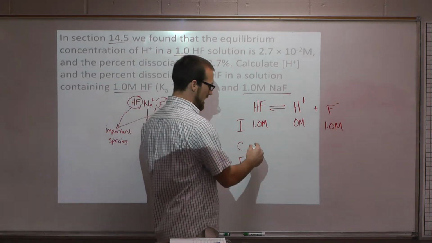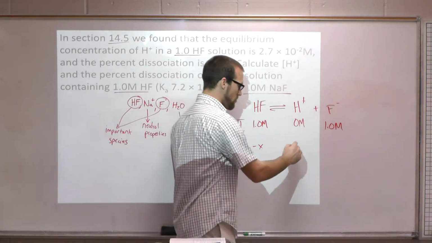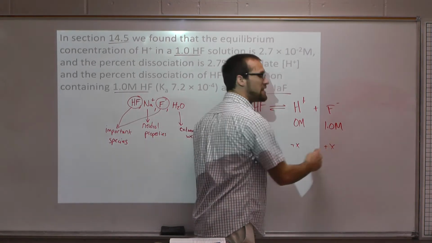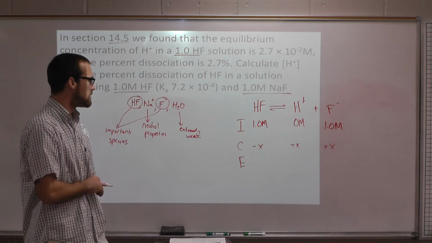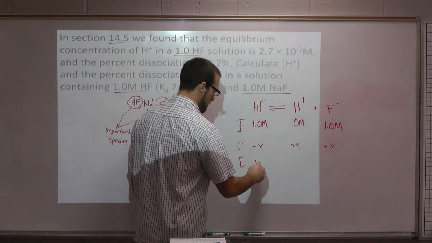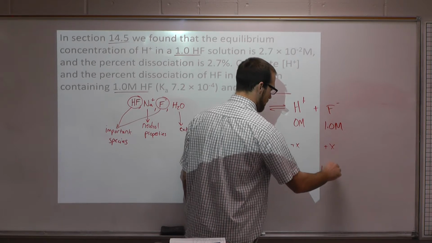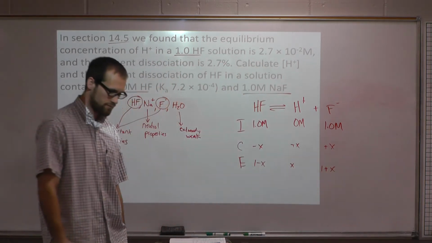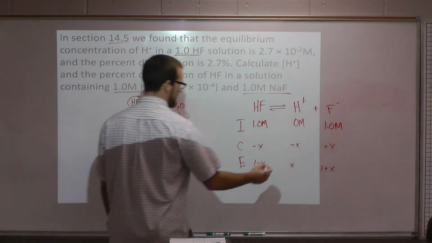Which tells me that I'm going to be reacting that, correct? And I'm going to be producing this. Very little of it, but still going to be producing it to get to equilibrium. Questions so far? Anybody? What would be next?